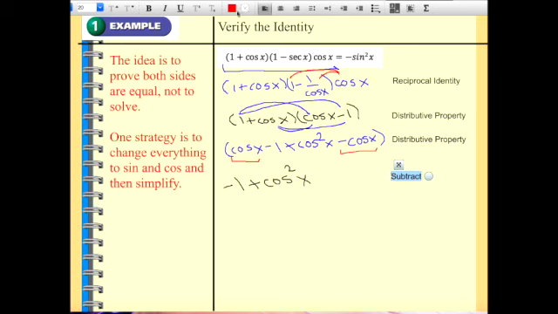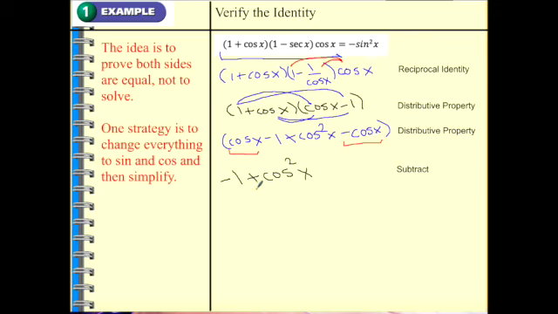Now, this looks kind of interesting to me. I know that when I see a 1 and some kind of a square, that can often be a Pythagorean identity. But my Pythagorean identity usually says 1 minus cosine squared, not negative 1 plus cosine squared. So in this problem, I think what I could try is to factor out a negative 1 and see if I can get it into the proper form for one of our Pythagorean substitutions. So I'm going to factor out a negative 1. Negative 1 times positive 1 gives me negative 1. And negative 1 times negative cosine squared gives me a positive cosine squared.